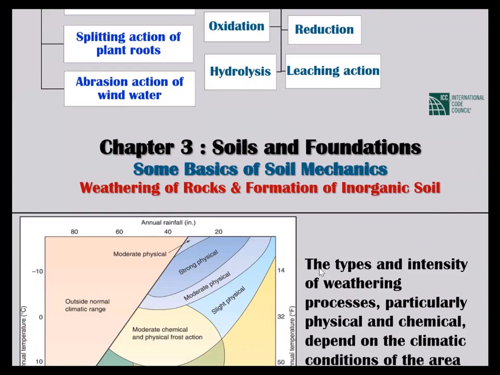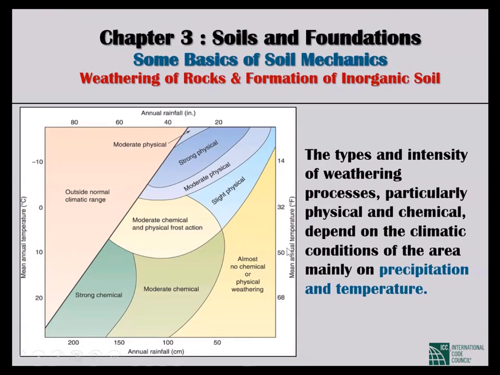But for the disintegration of rock, two things are very, very important. Number one, precipitation, and number two, temperature. Precipitation is the annual rainfall. There is a chart over there of annual rainfall and mean annual temperature. If you have, say, annual rainfall of 100 centimeters and a temperature of 20, then it will have moderate chemical weathering. Whenever chemical weathering is there, the particles formed are smaller in size, usually fine grain. And if it is physical weathering, it will form coarse grain soil.